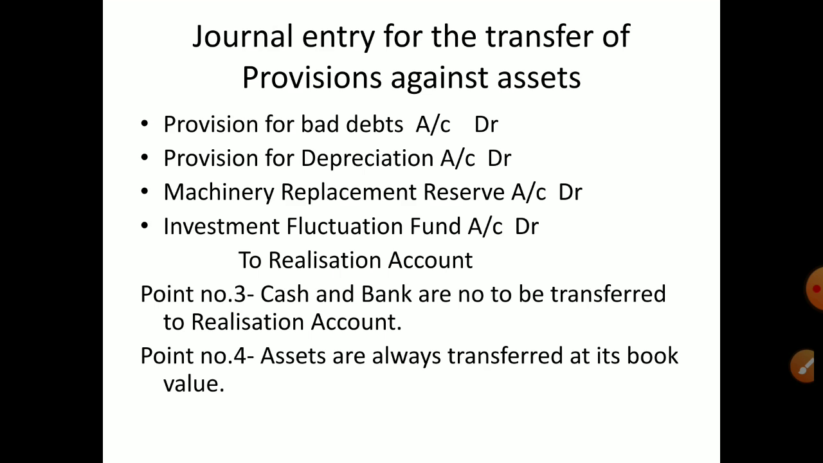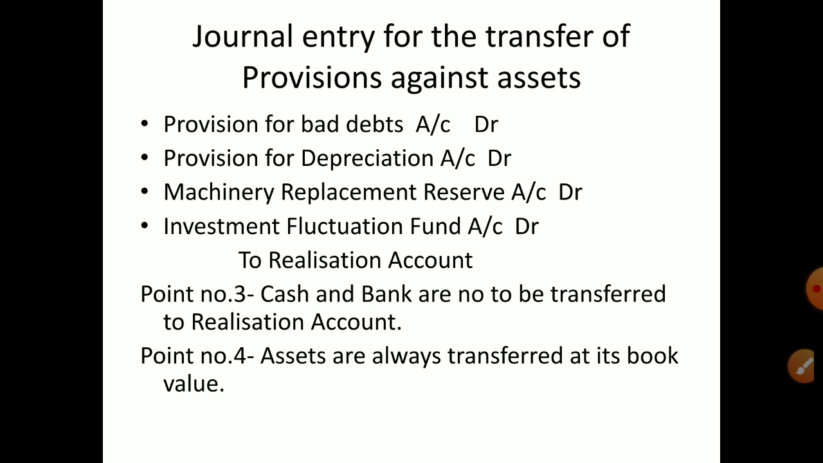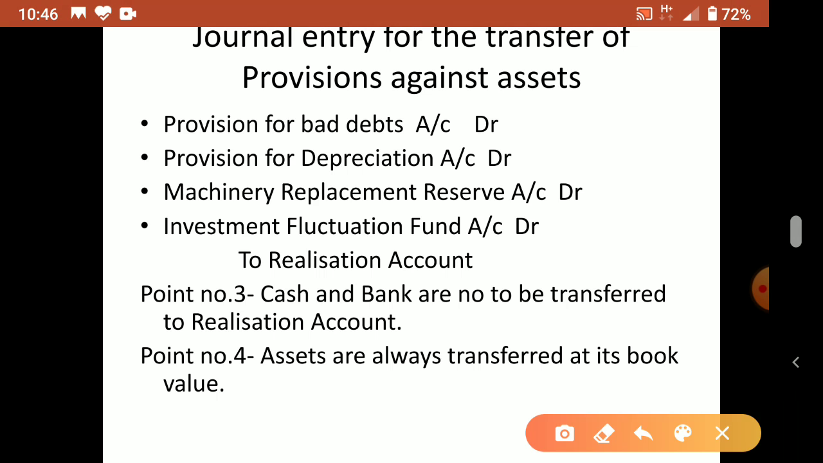Now, journal entry for the transfer of provision against asset. So any provisions that are there against an asset, all those items will be credited in realization account. Okay, so realization account, it will be credited in realization account.